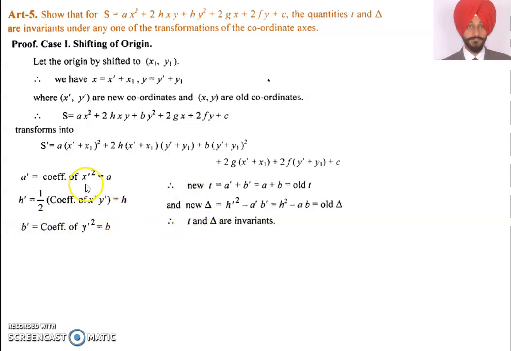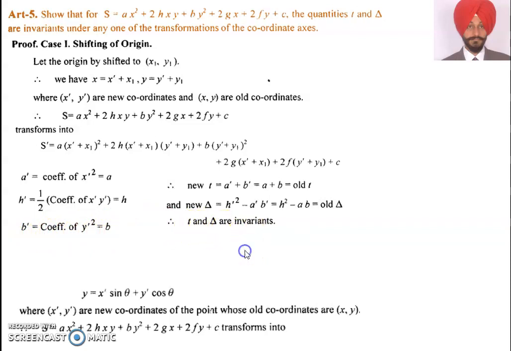So the trace is equal to a dash plus b dash, which is nothing else, it is equal to a plus b, which is the old trace, and the new delta is equal to h dash square minus a dash b dash, which is nothing else, because h dash is equal to h. So that means h square minus ab, that is the old delta, and b dash is equal to the coefficient b. So T and delta are invariants here.